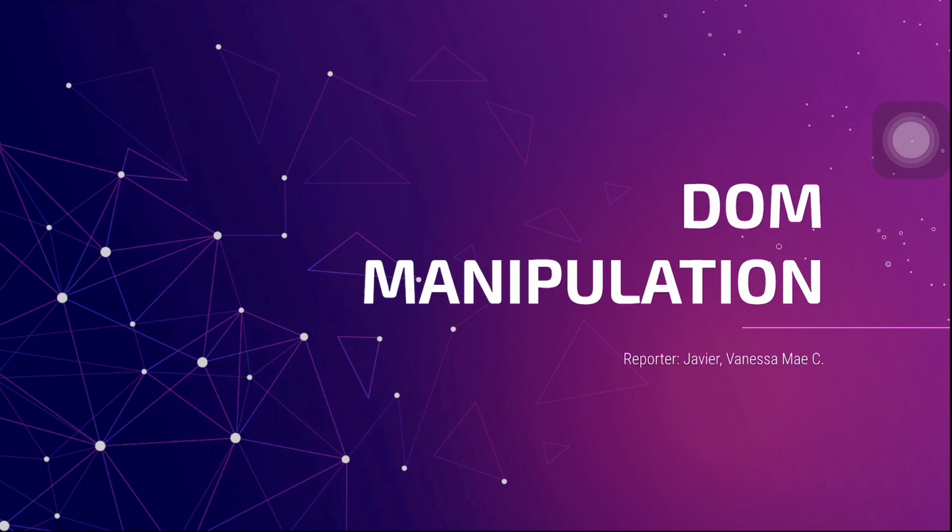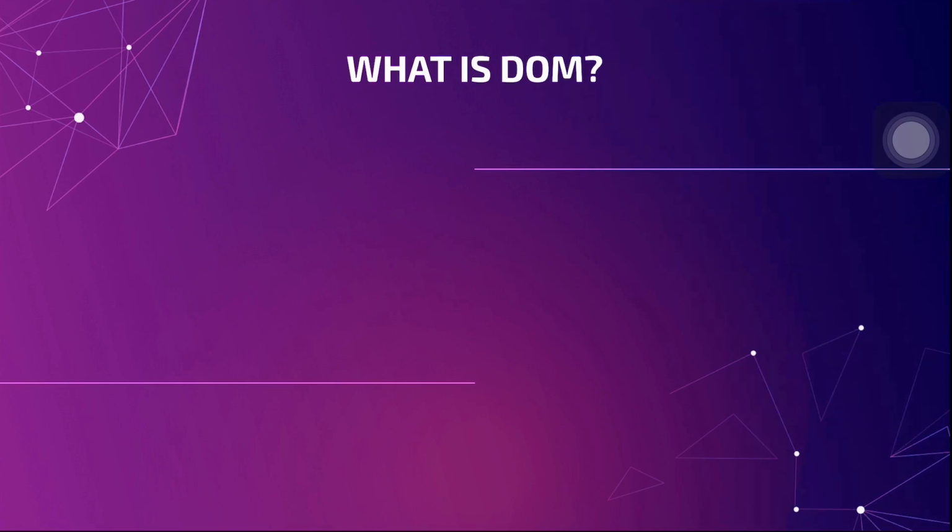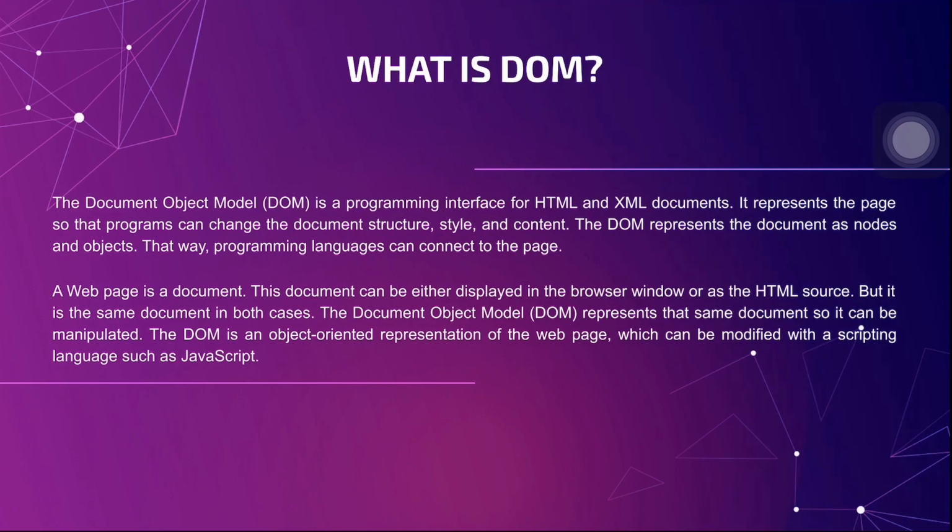So first, we have to know what the DOM is. Document Object Model, or DOM, is a programming interface for HTML and XML documents. It represents the page so that programs can change the document structure, style, and content. The DOM represents the document as nodes and objects. That way, programming languages can connect to the page.